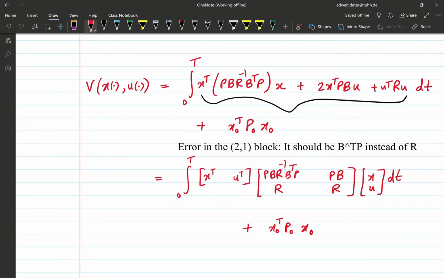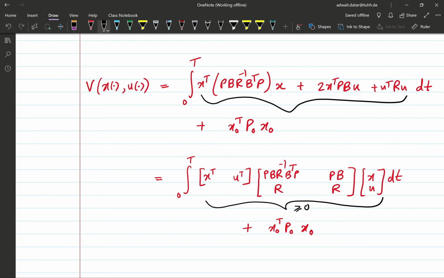Now at this point I recommend that you try and show that this is positive semi-definite. For this you will need the Schur complement, but you will have to modify it to accommodate non-strict inequalities, and I recommend you try that, and also find a u that minimizes this cost.